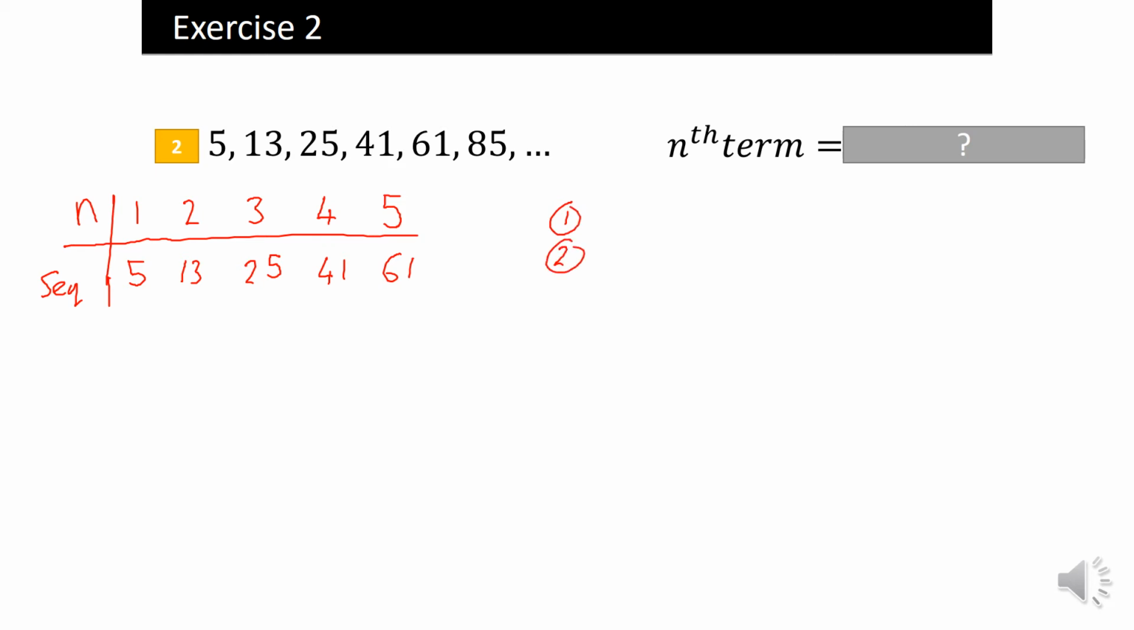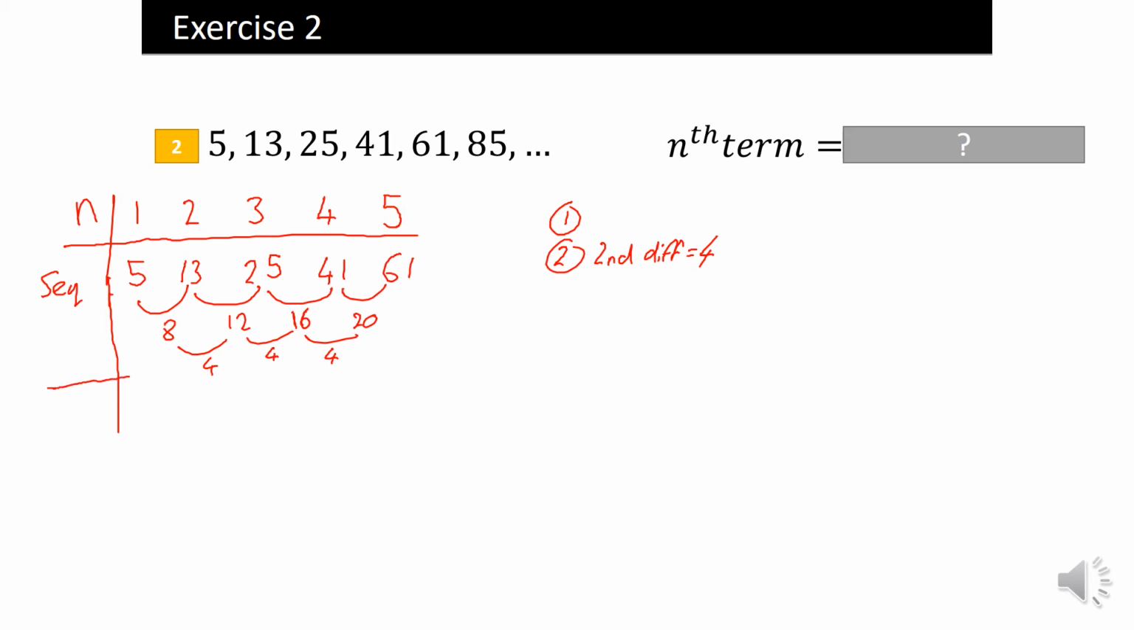Step 2 was we need to work out the second difference. So we've got 8, 12, 16, 20. So it's changing by 4 each time. So 4, 4, and 4. So we've got our second difference. So second difference is 4. So we've worked out our second difference.